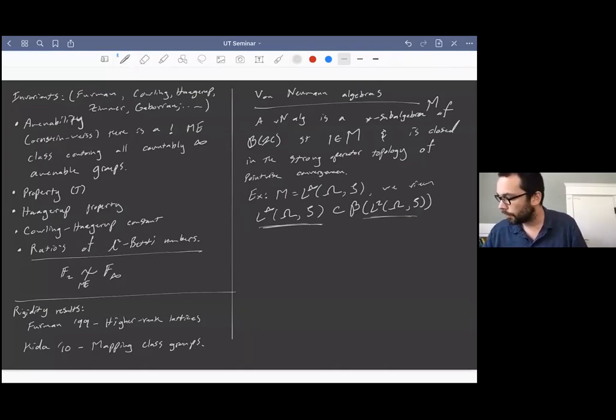So in fact, all abelian von Neumann algebras are of this form. So von Neumann algebras can be thought of as kind of non-commutative measure theory.